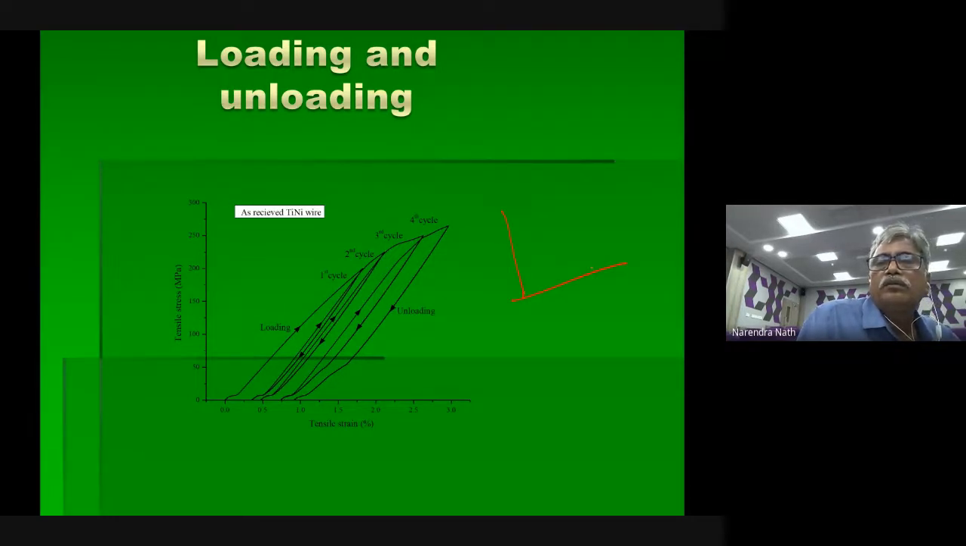Loading and unloading. First cycle, second cycle, third cycle, fourth cycle, like this. And here, during unloading, we don't have a proper mechanism to measure it. While loading, it is going nicely. When it is unloading, at some point it records a value, and after that it won't record. So then it is forcibly brought back here, and we treat this as residual stress.